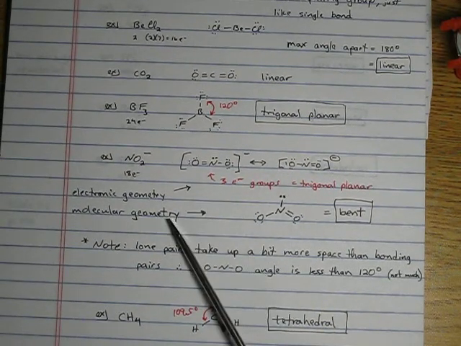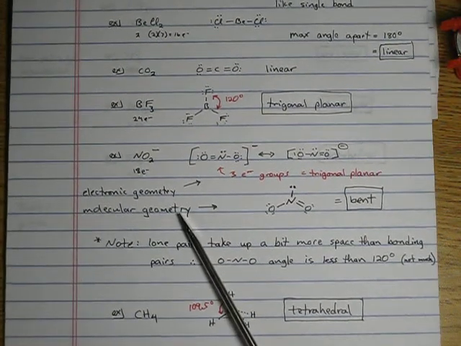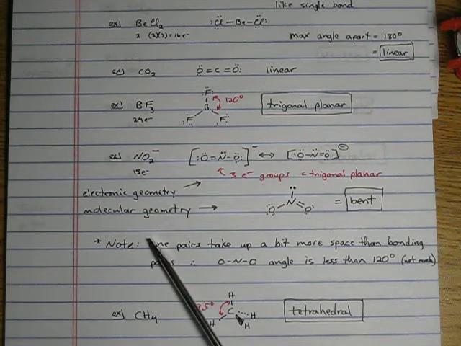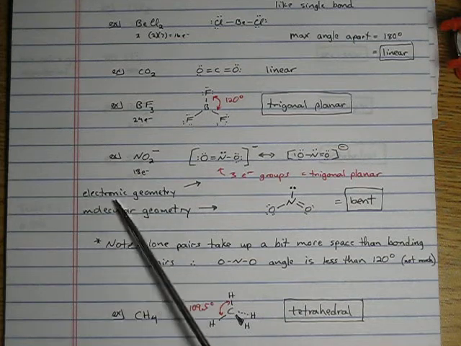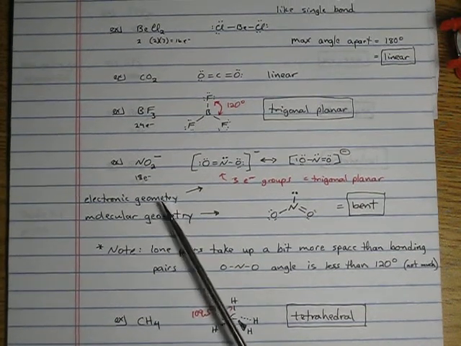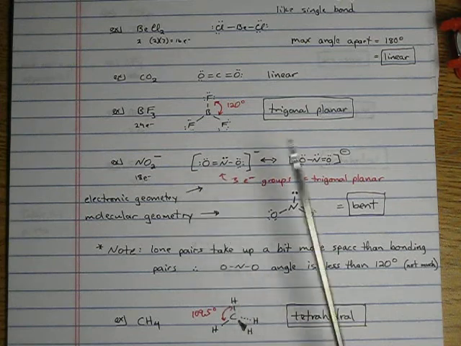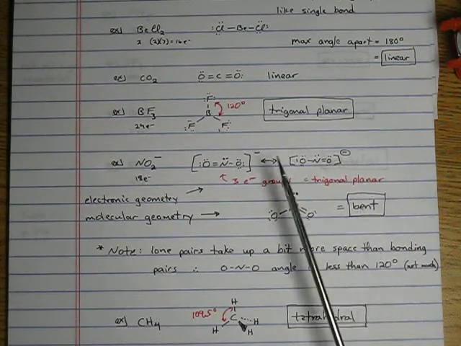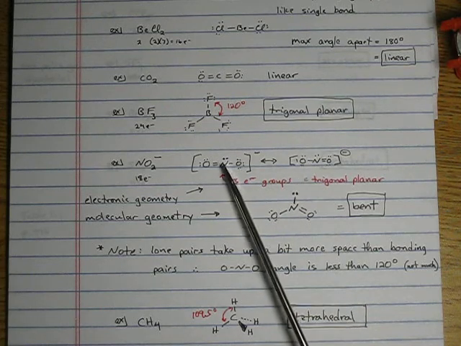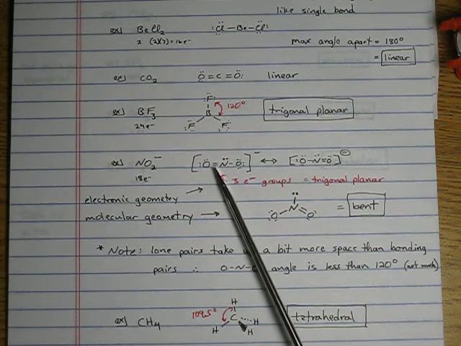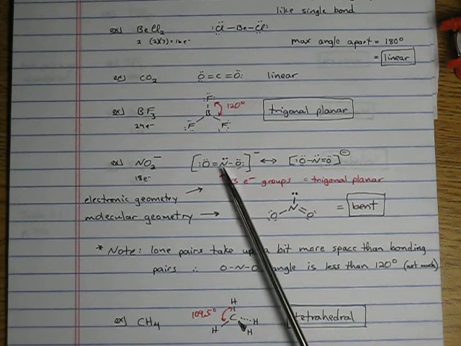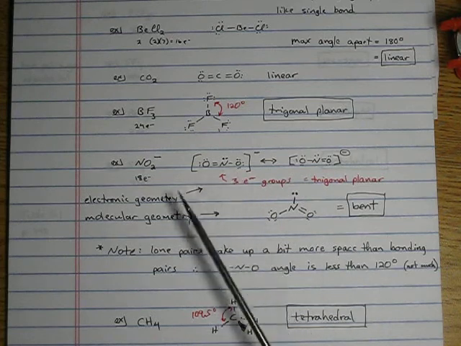When you name the molecular geometry of the molecule, we're going to ignore the lone pair. So we come up with two terms now. The electronic geometry is what we call it if we do not ignore the lone pair. We say the electronic geometry for this is going to be trigonal planar because we have three groups coming off that nitrogen: the double bond group, the lone pair group, and the single bond group. Three groups coming off that central nitrogen, so that will be trigonal planar electronic geometry.